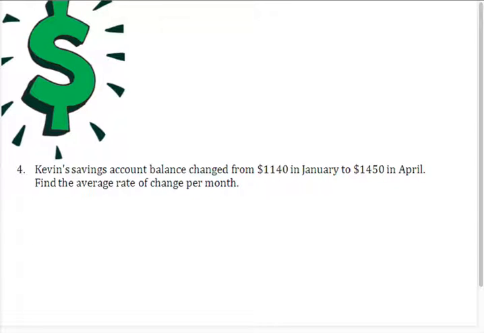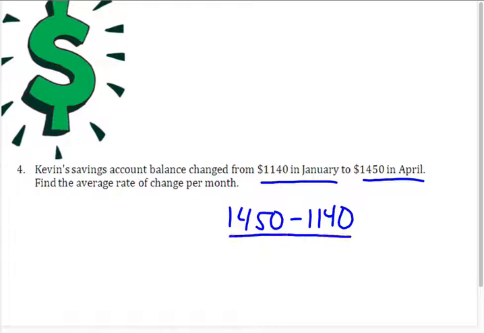Okay, another rate of change here. Kevin's savings account changed from $1,140 in January to $1,450 in April. So find the average rate of change per month. January, February, March, April, that's 4 months. So I guess I would look at it this way. 1,450 minus 1,140 divided by however many months you're working with, and that would be 4 in this case.